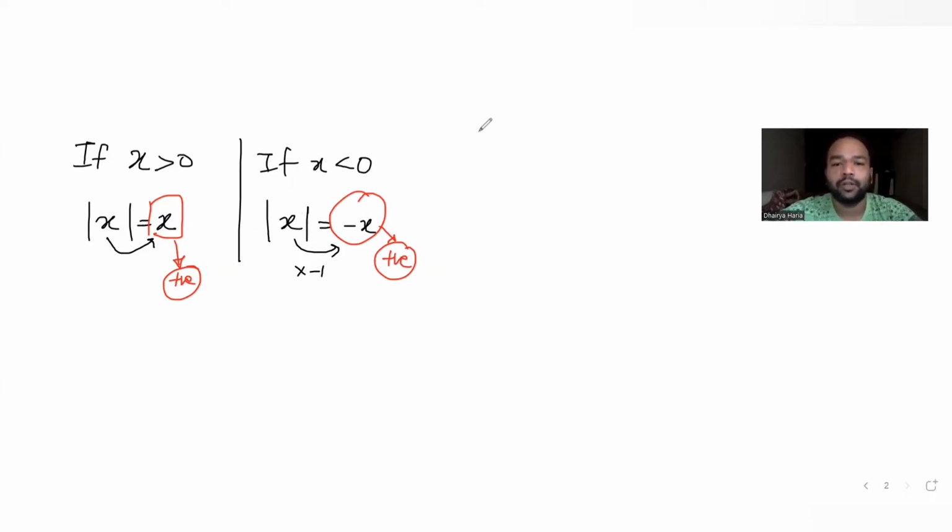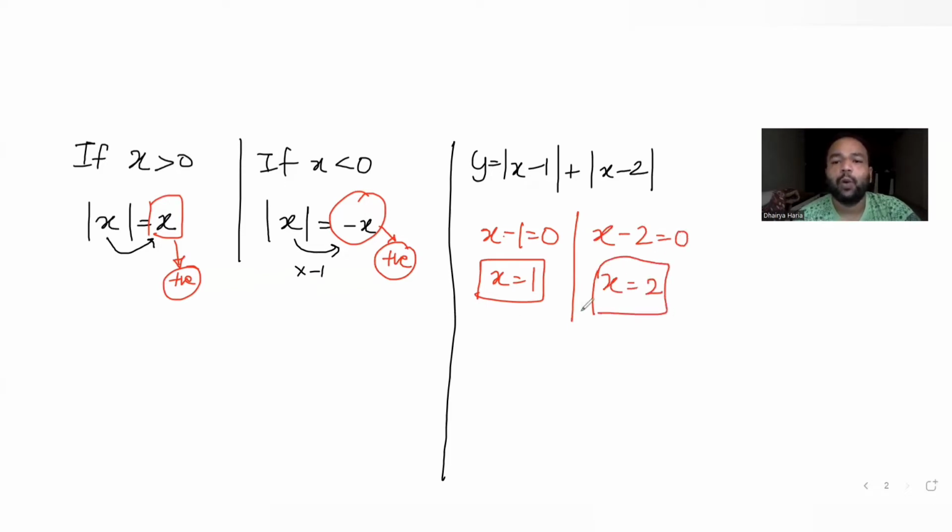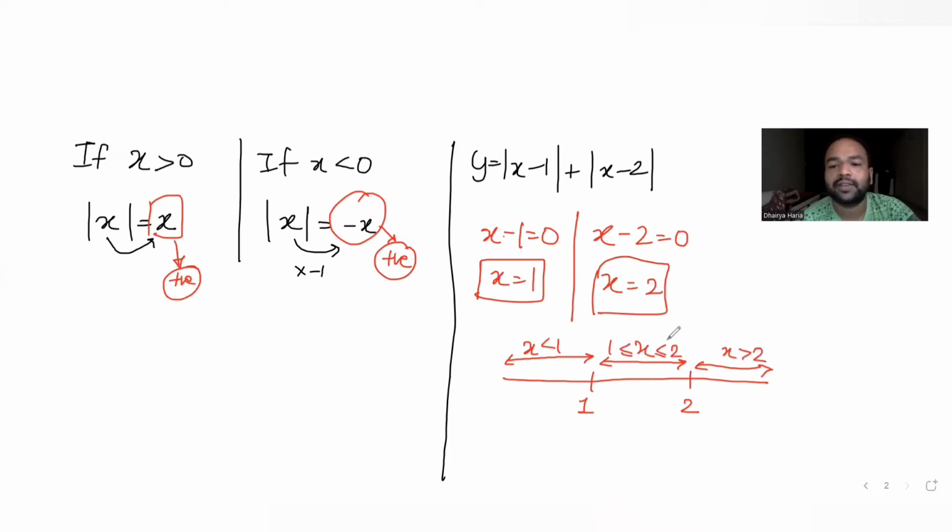Now let's talk about the question. The curve is y equal to mod of x minus 1 plus mod of x minus 2. Using the idea of critical points, first we equate whatever is in the mod with 0. x minus 1 equal to 0 gives x equal to 1, and x minus 2 equal to 0 gives x equal to 2. If I plot them on the number line, x equal to 1 and x equal to 2 divide the number line into three regions: x less than 1, x from 1 to 2, and x greater than 2.